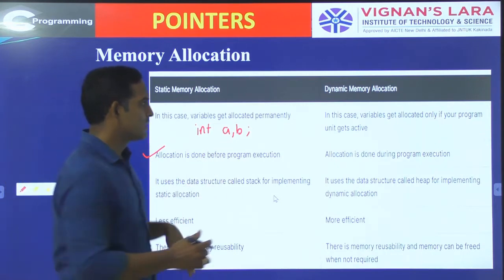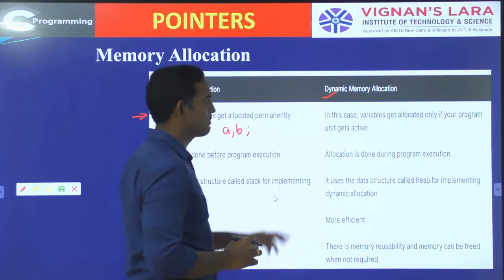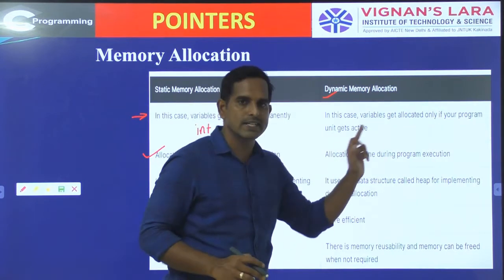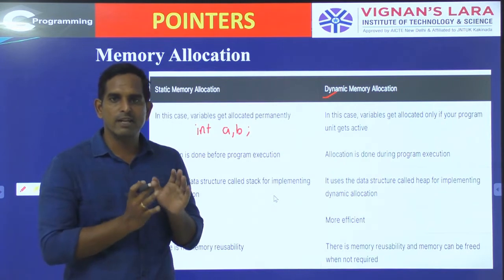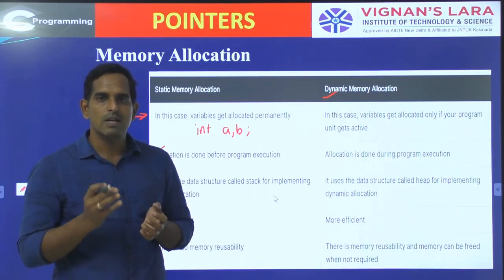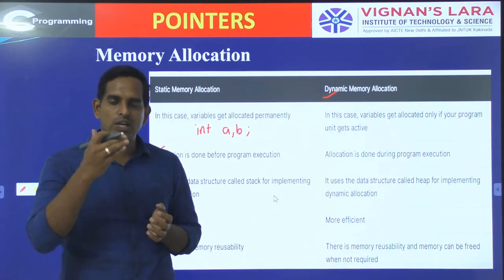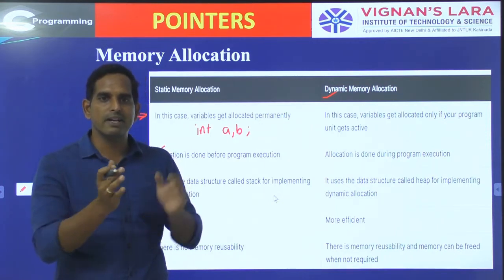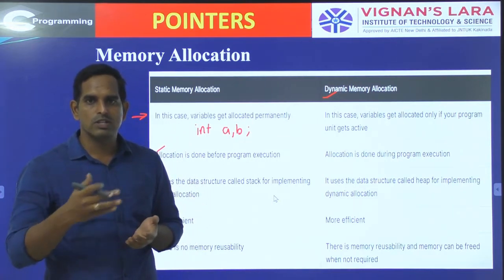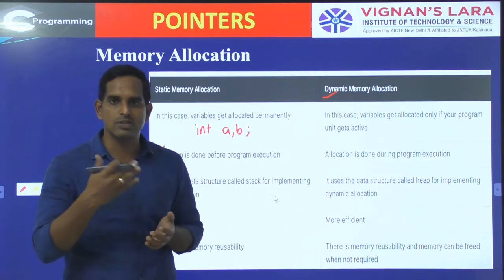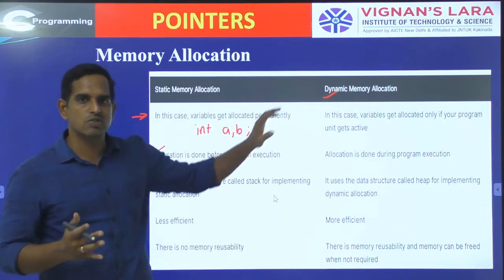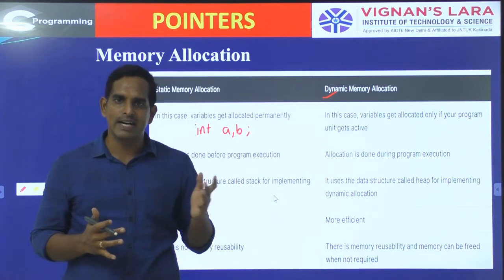In dynamic memory allocation, variables get allocated only if your program unit gets active. The variables which you have written for your dynamic memory allocation will get allocated only when that particular statement or that particular block of code is active in your memory. Only during the execution will the memory be present. Once after the execution, the memory will be reallocated or released.